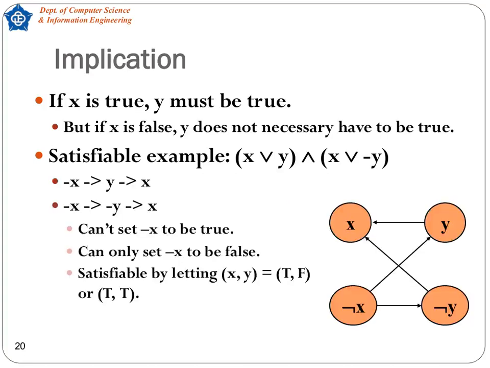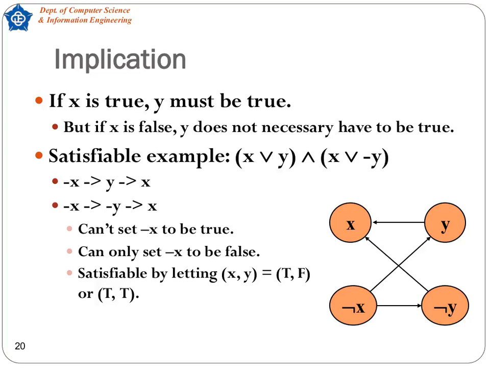Building on that, let's see how implication works in a simple 2SAT example. First, remember that X implies Y means if X is true, then Y must also be true. But if X is false, Y is unrestricted. Now consider the formula, x or y, and x or not y.